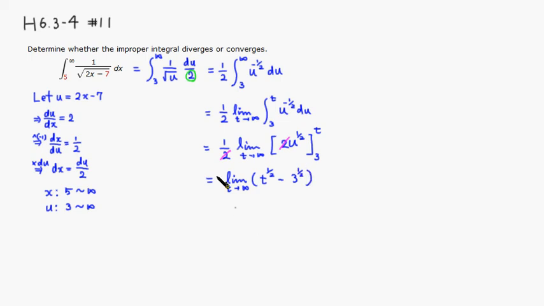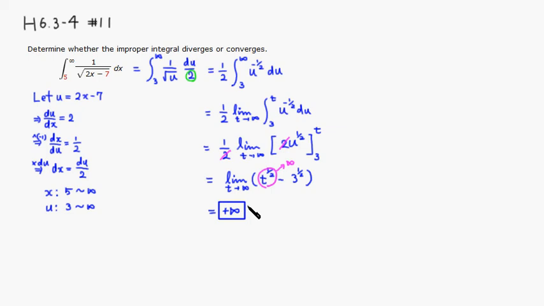But as t approaches infinity, we know that this term right here is going to approach infinity. So this is going to be infinity, which means that this improper integral is divergent, or diverges.